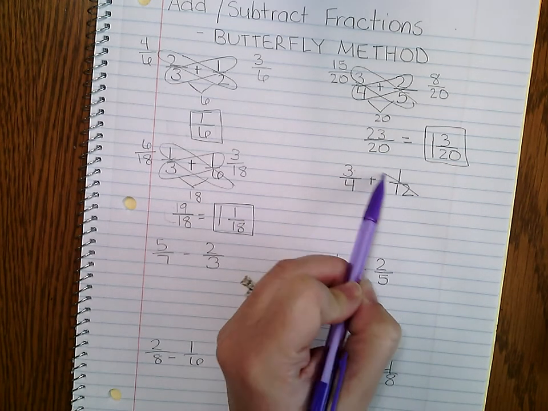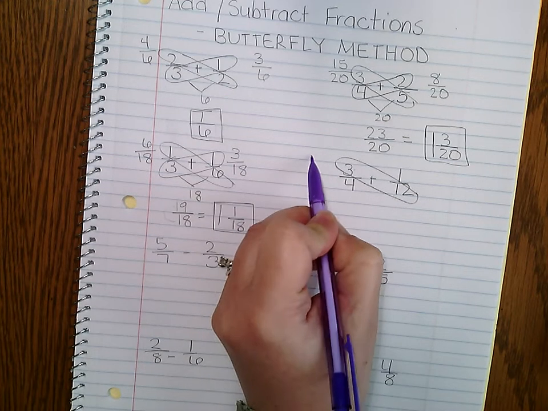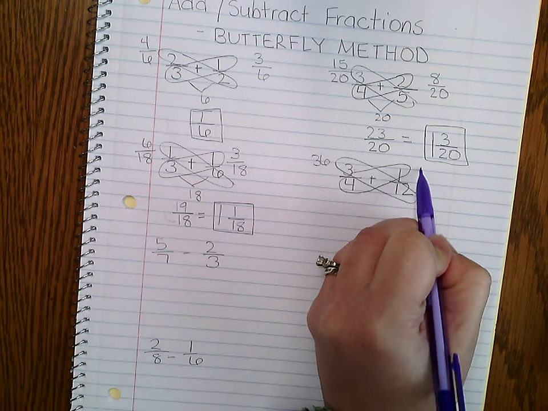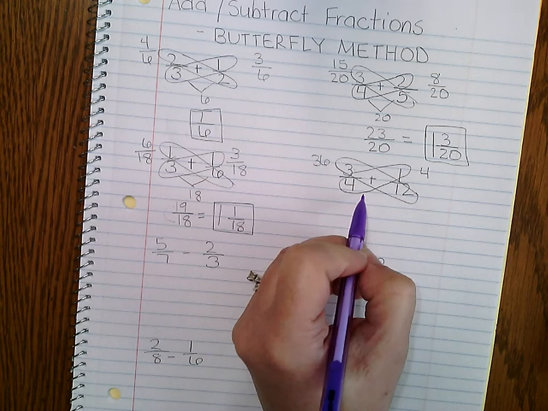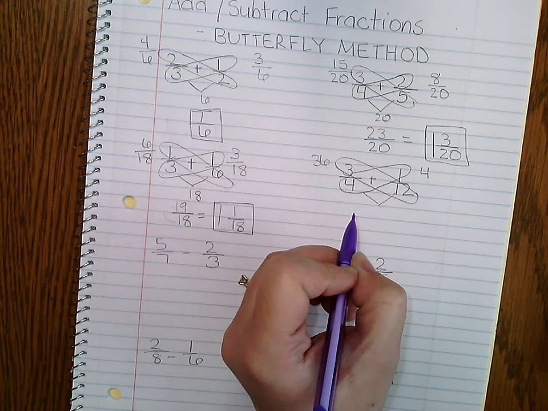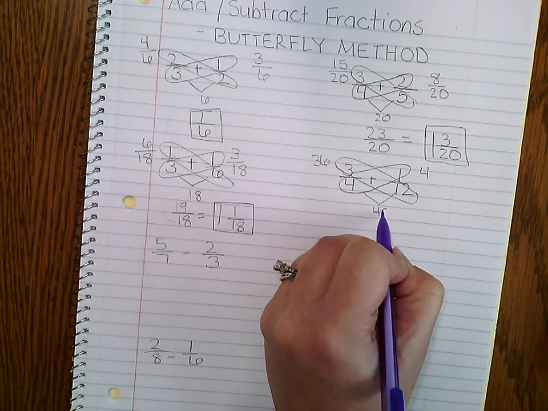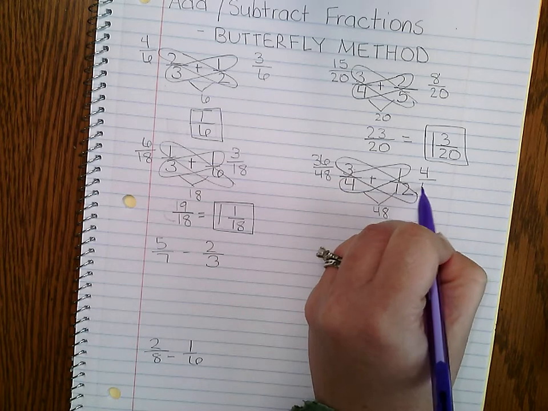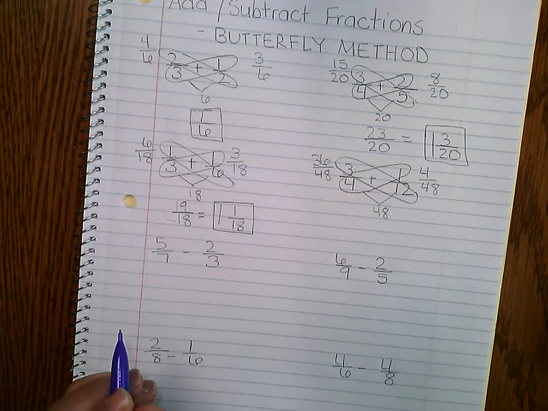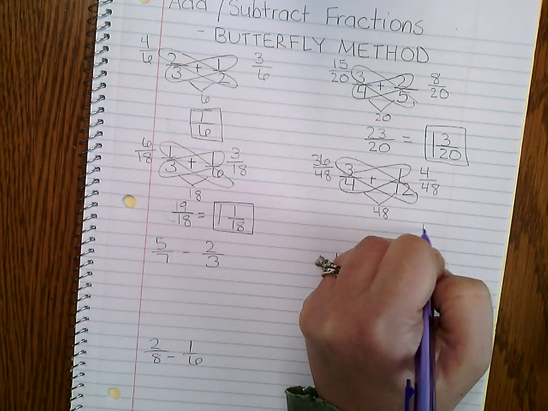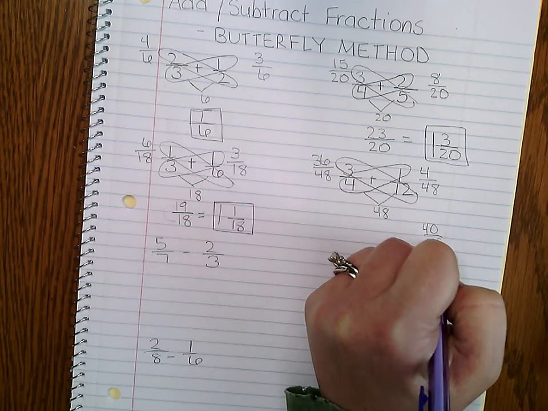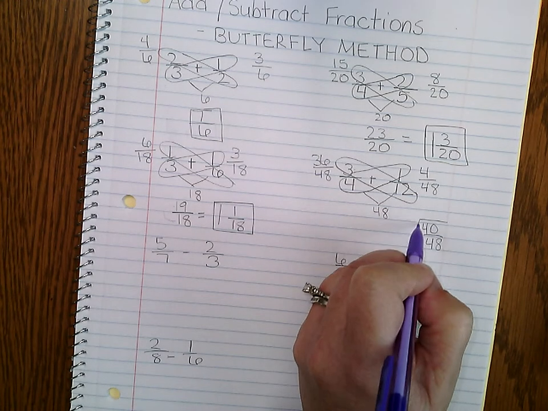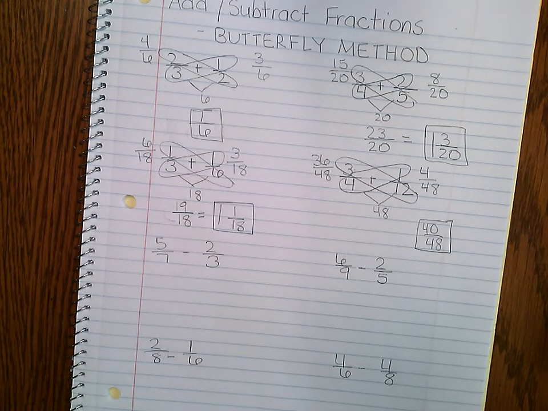3 times 12, 36. 4 times 1, 4. Multiply here. 12 times 4 is 48. So I have 36/48 and 4/48 that I'm going to put together. And when I do that, I get 40/48. I can simplify that, but I can also leave it as well.